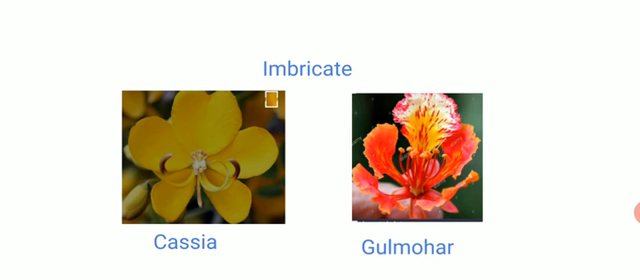Now coming to number three, that is called imbricate aestivation. Imbricate aestivation means one petal is fully inside. As you can see, the topmost in cassia, yes, it is fully inside. Then one is fully outside and the other three are overlapped by each other. The same example is seen in gulmohar also.